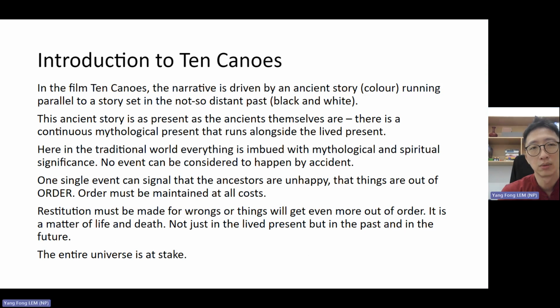So in the traditional world, everything is imbued with mythological and spiritual significance, and no event can be considered to happen by accident. One single event can signal that the ancestors are unhappy and that things are out of order. Then they might change the perception, because order must be maintained at all costs. Also, everything is linked, and it might be a small occurrence, but depending on how they interpret it, the entire universe can be at stake.